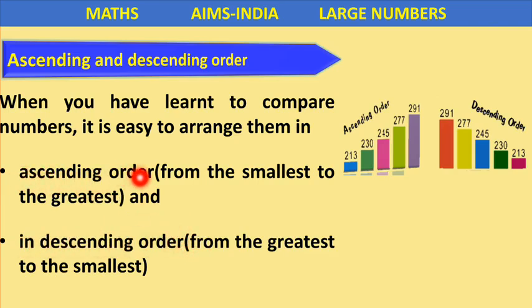Now what does ascending order mean? Ascending order means we write the numbers from the smallest to the greatest. How do we write, children? We write the numbers from the smallest to the greatest. Look at this image here. Ascending order: the numbers are in increasing order. And in descending order, we write the numbers from the greatest to the smallest. Look at the descending order numbers. The numbers are in decreasing order. In ascending order, we have numbers in increasing order, and in descending order, we have numbers in decreasing order.